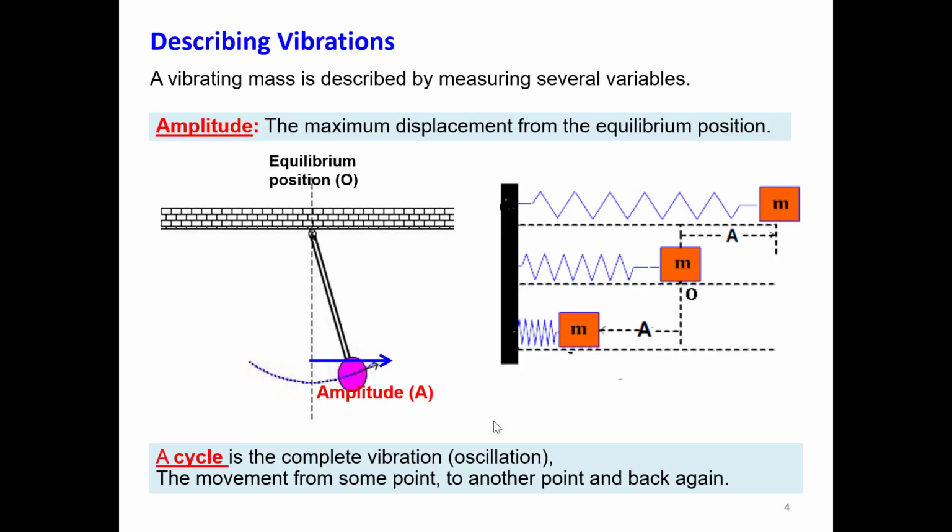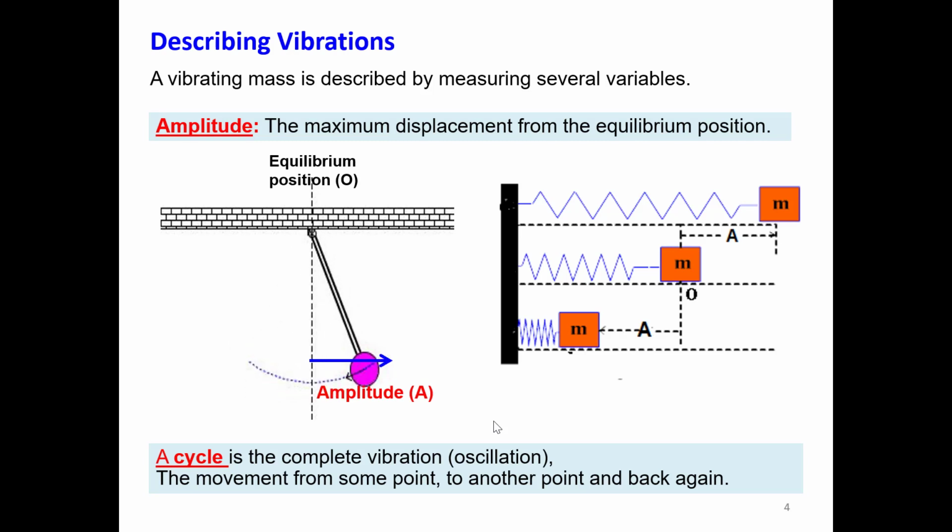In order to describe vibrations, we need to know several variables. In the same way, when we describe the motion of a car, we need to know velocity, time, and acceleration. When we describe a vibrational motion, we need to know some variables. Some of these variables are, for example, the amplitude.